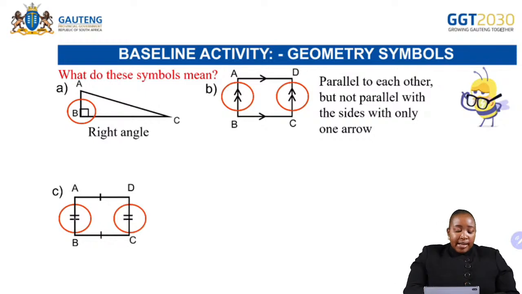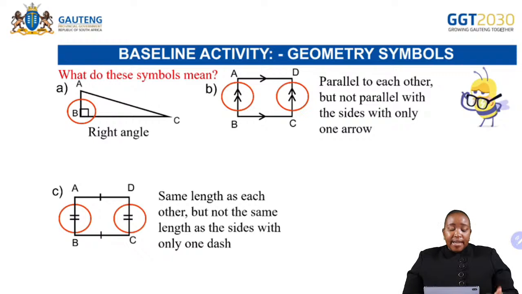And the next one, the two lines here that look like equal signs, those symbolize that AB is equal to, it has the same length as the side DC. Do you see that? But you need to note that it does not have the same length as AD or BC, okay? Right, so if you have this, you would get a mark for each of these questions.